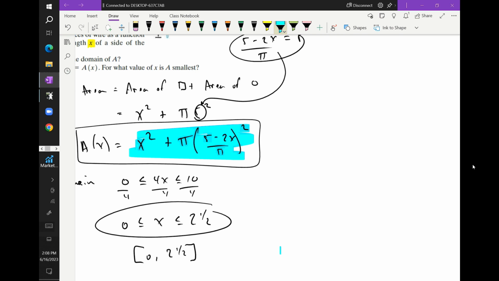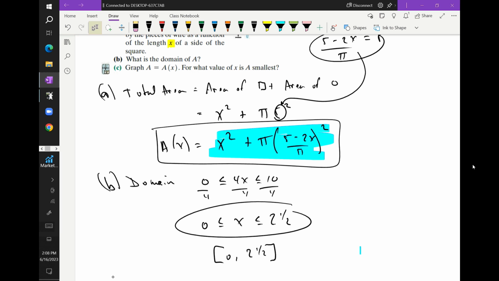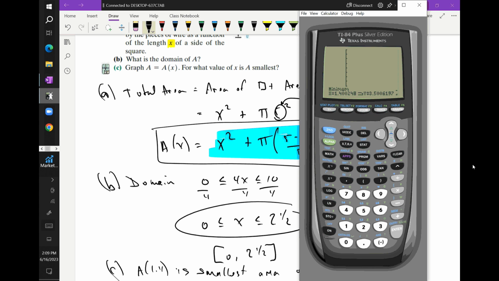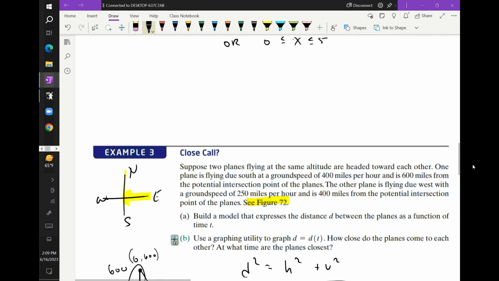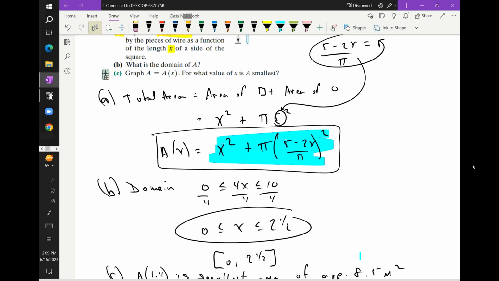So let's see here on the slide, letter C. Oh, let me get my pen back again. Letter C: A of 1.4 is the smallest area, of approximately, what do we say that was, about 8.5. And this would officially be meters squared because our unit was in meters overall. Okay, so that wraps up Chapter 3, Section 6.